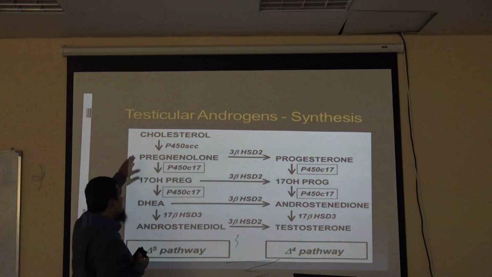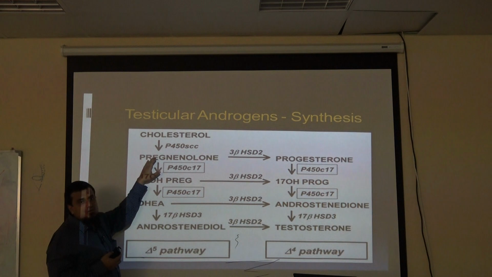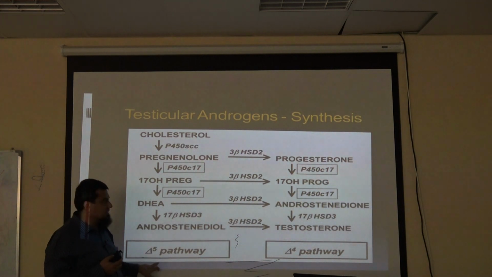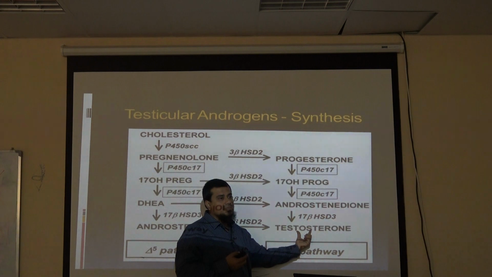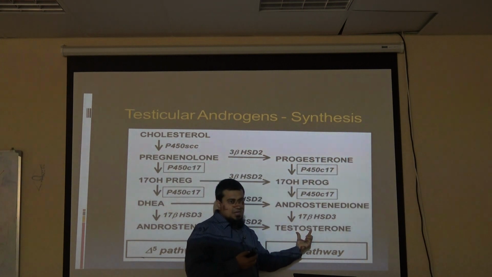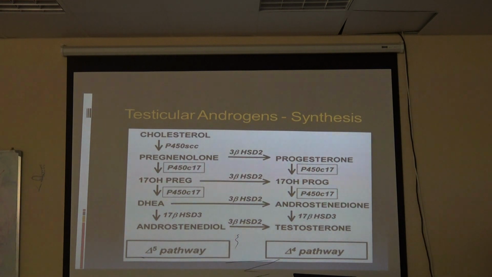is that the main factor that starts the synthesis is cholesterol. The first reaction converts the cholesterol into pregnenolone, which undergoes two sets of pathways. One is called the delta 5 pathway, the other is called the delta 4 pathway, and the end product is testosterone. Clear? The cycle starts in the mitochondria. Clear? This is one thing.